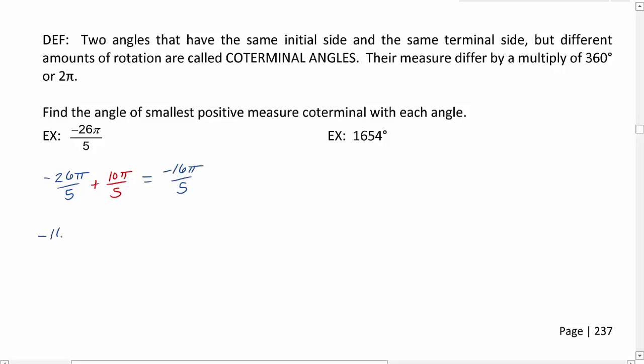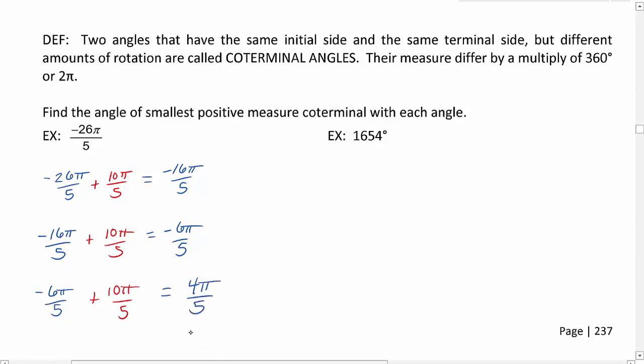That's not enough. We're going to have to do it again. Adding another 10 pi over 5, it's negative 6 pi over 5. Still not enough. So let's do it again. This time we get positive 4 pi over 5. So there's our answer. That's our smallest positive coterminal angle.